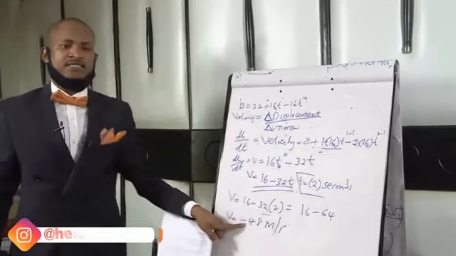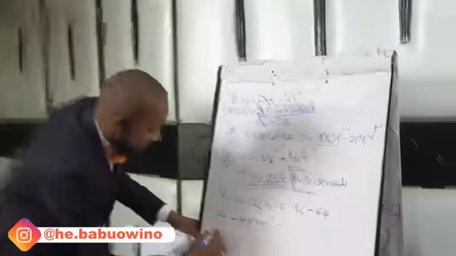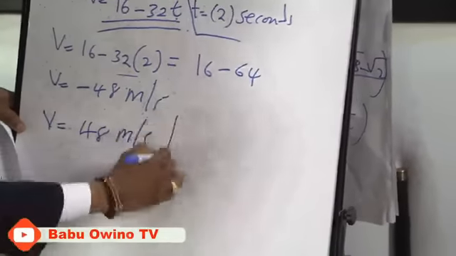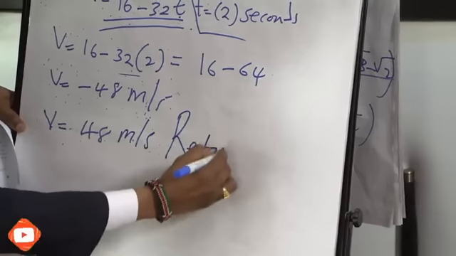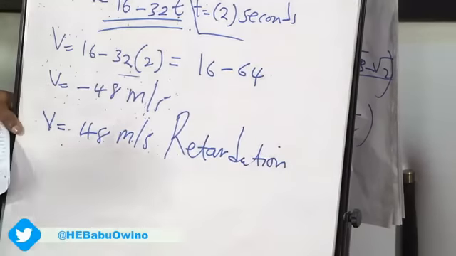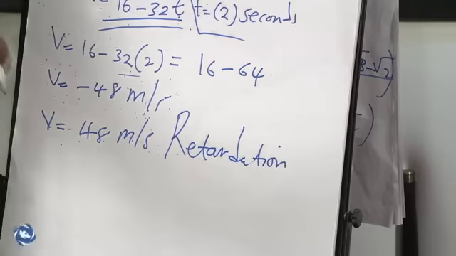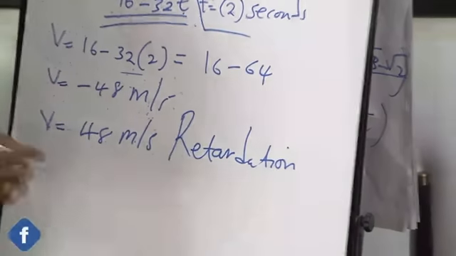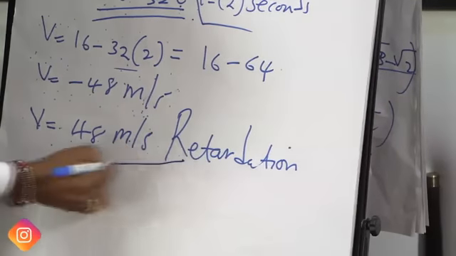But because it is negative, you write your answer as velocity equals 48 meters per second. Retardation. It was retardation, to take care of the negative, because he was slowing as he was going down. The velocity wasn't increasing. So it's retardation.